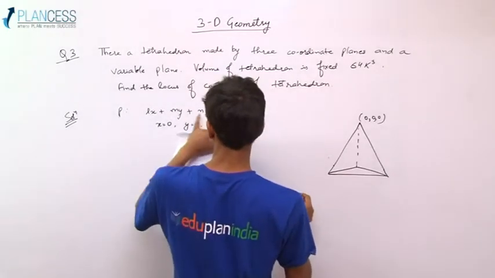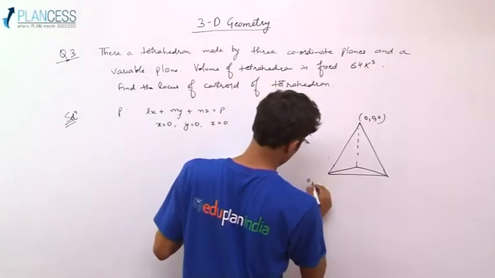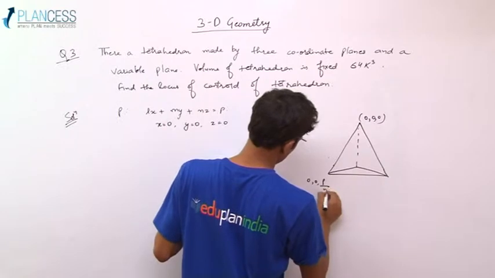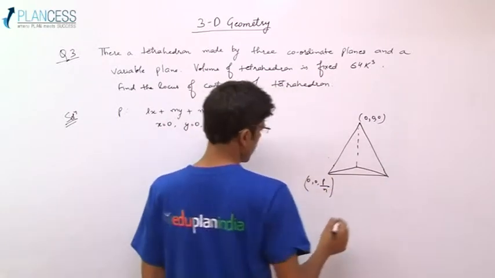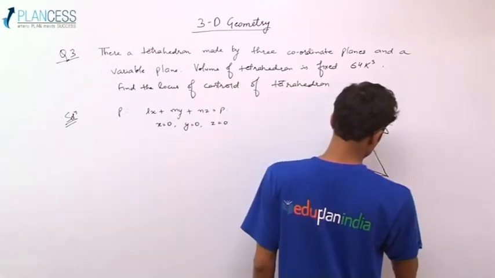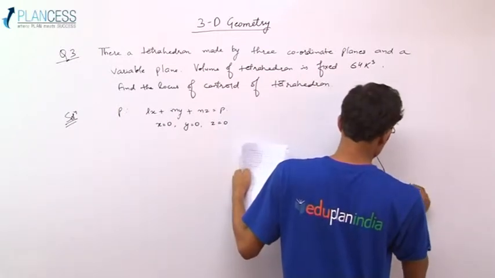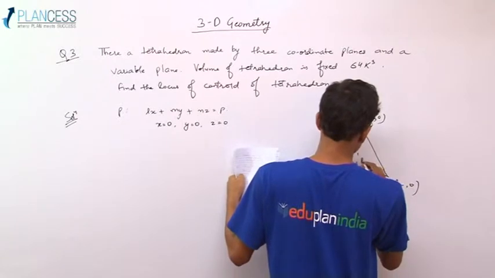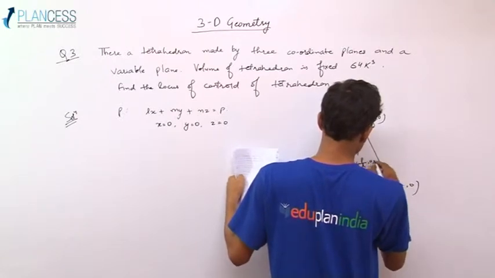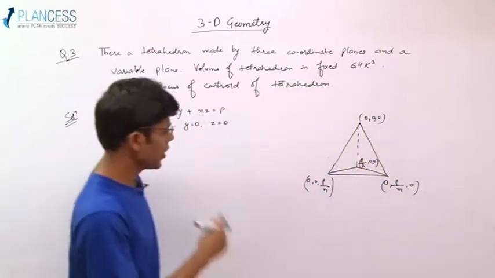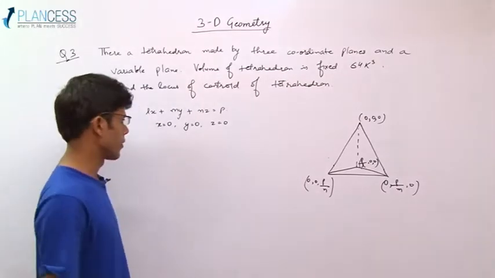x equals 0, y equals 0, so z is p by n. Similarly we get 0 comma p by m comma 0. Similarly p by l comma 0 comma 0. So these are the 4 vertices of our tetrahedron.